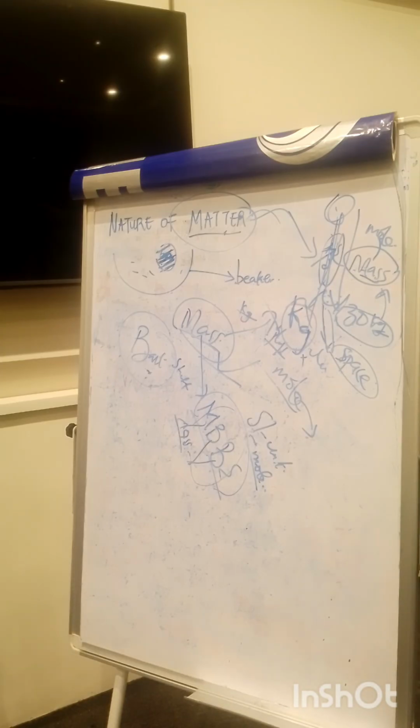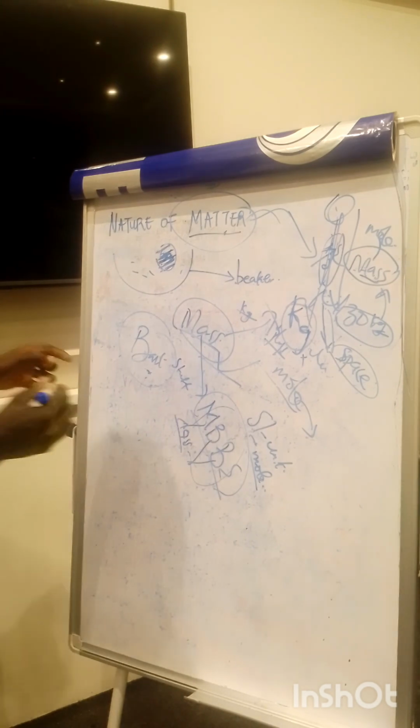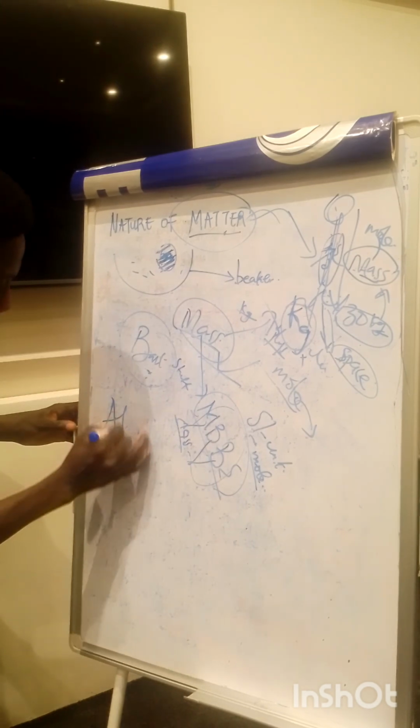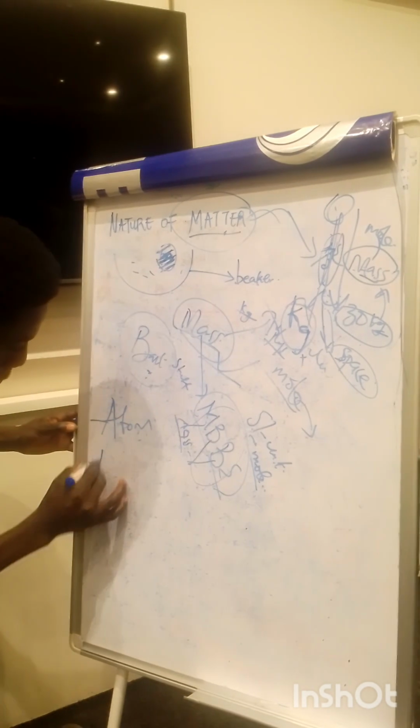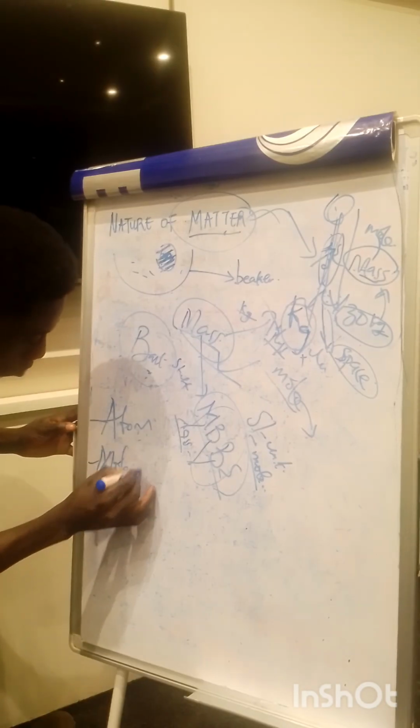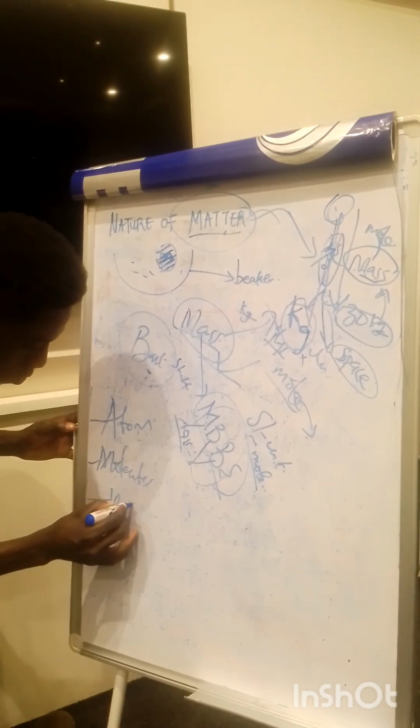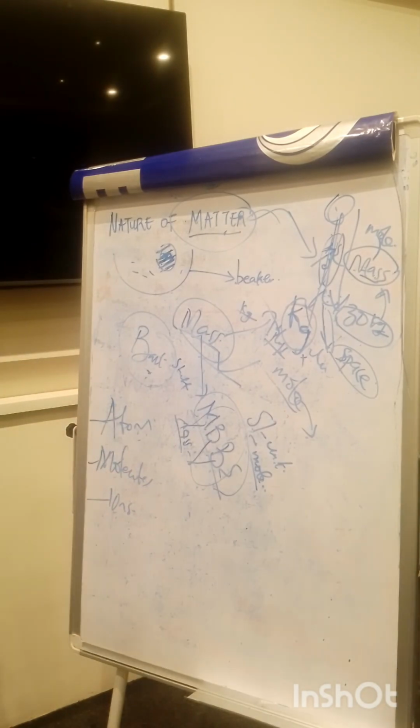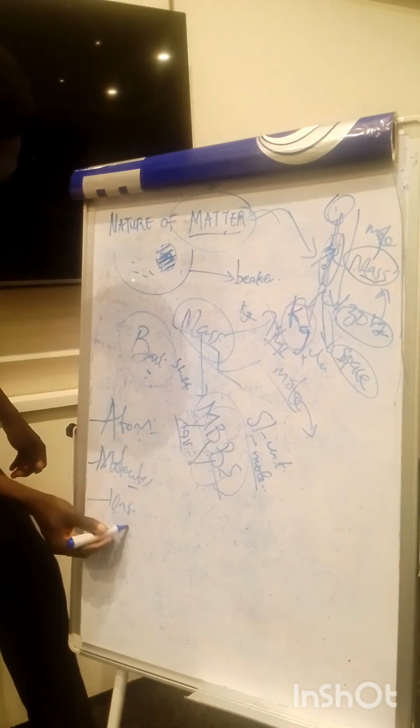So in general, matter is built up of one or more elementary particles. What are these elementary particles? These elementary particles are the particles of your atoms, your molecules, and ions. Chemistry is simple. So we say that matter is built up of one or more of these.